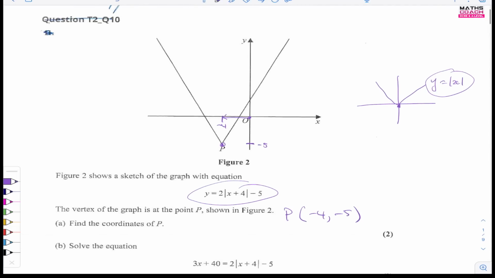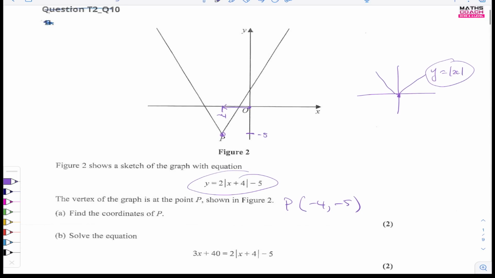So that's straightforward. For the next part, it says that 3x plus 40 equals the modulus graph. Now the modulus graph, the right side is already drawn. On the left side, 3x plus 40, you don't need to draw that in, but I'm going to draw it in afterwards anyway, just to illustrate what happens when we solve the equations.